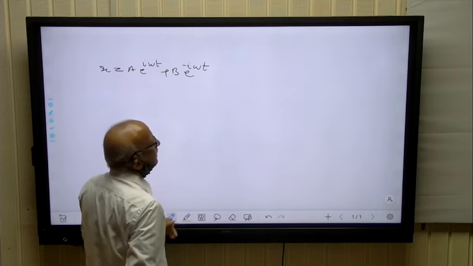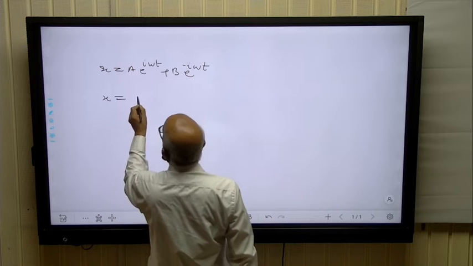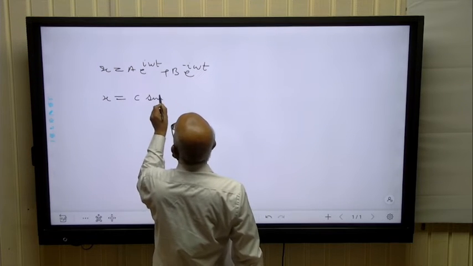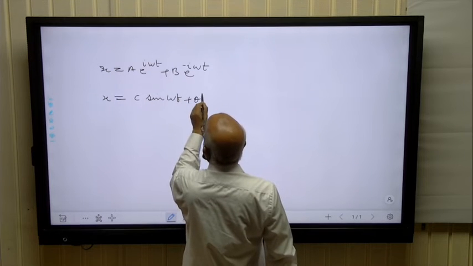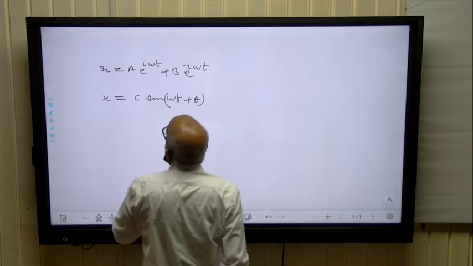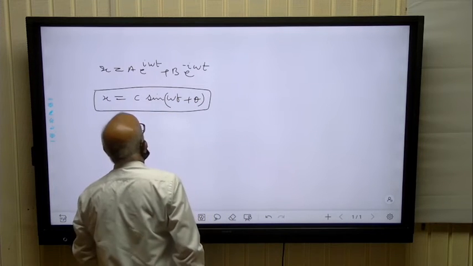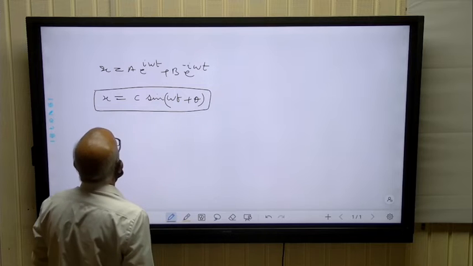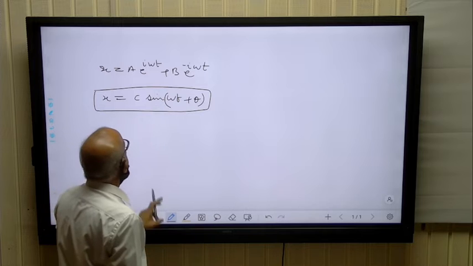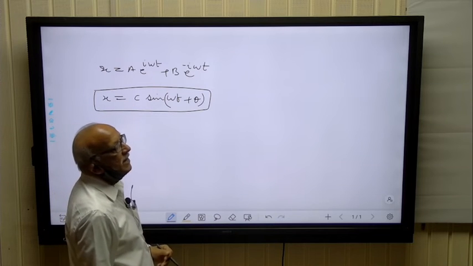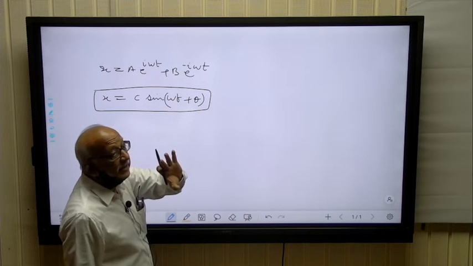Therefore, in sine form I can write like this: x is equal to C sine omega t plus theta. This is the solution of the SHM differential equation, where C is representing amplitude. You should be very clear.